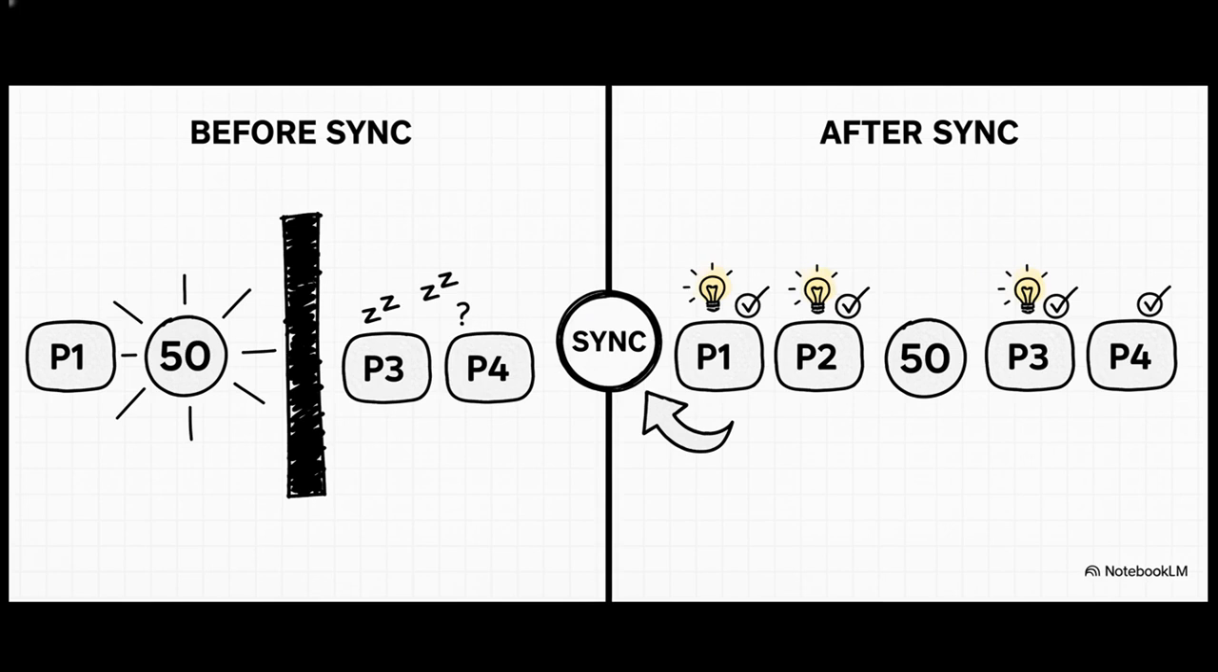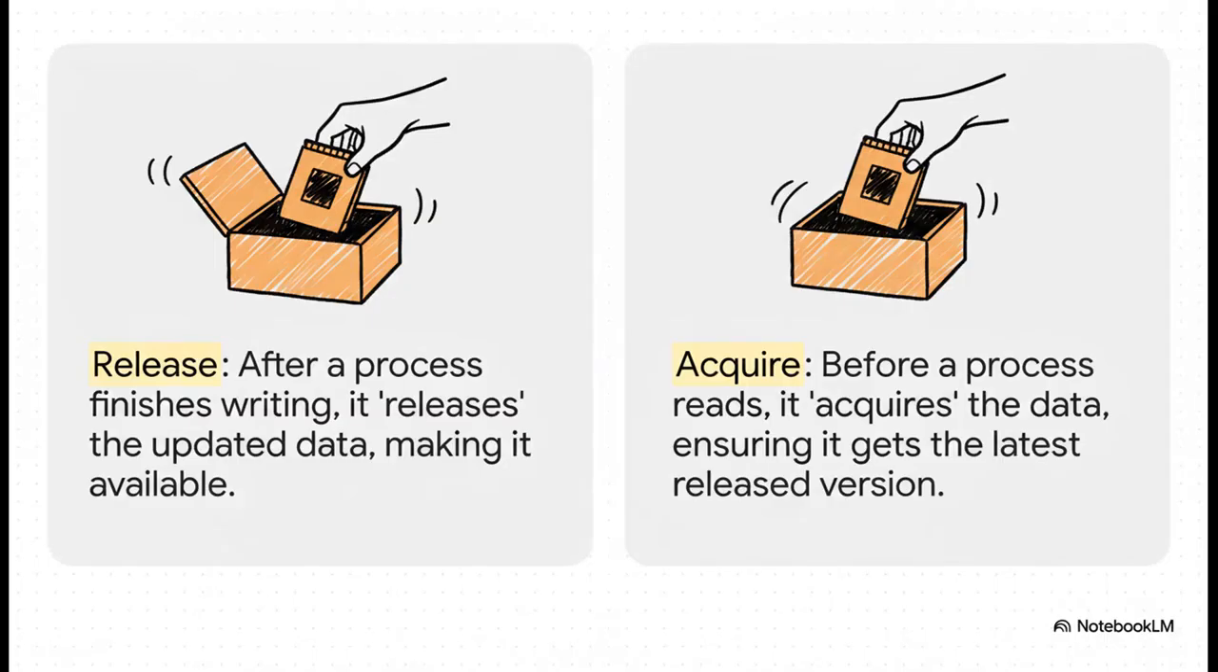They have no idea anything has changed. Then a sync operation is called. It's like a system-wide fire alarm. And just like that, all those pending updates get flushed out and everyone's view snaps to the new reality. X is 50. Now, a global sync is a bit of a sledgehammer.